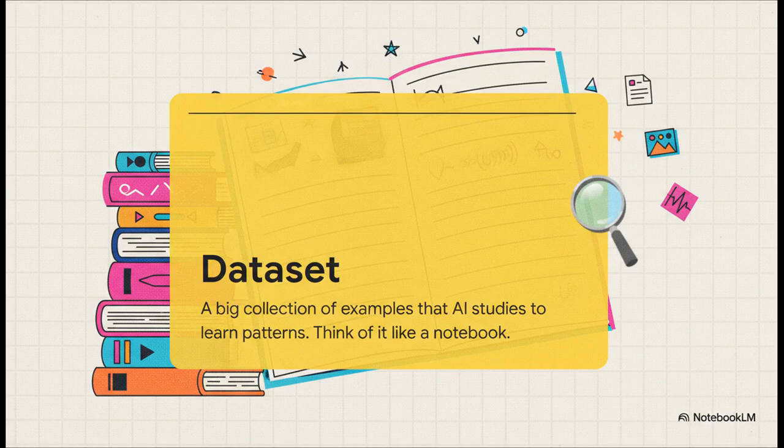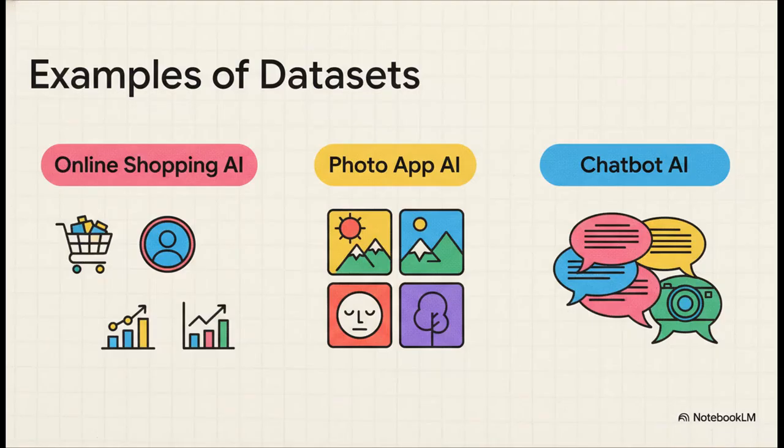The easiest way to think about this is like the AI's personal textbook, or maybe a giant notebook. It's just a huge collection of examples. We're talking hundreds, thousands, sometimes millions of them, that the AI studies over and over to find patterns. So what's actually in these notebooks? Well, that totally depends on what the AI is supposed to do.